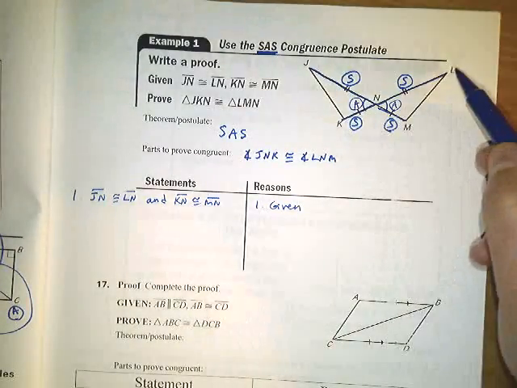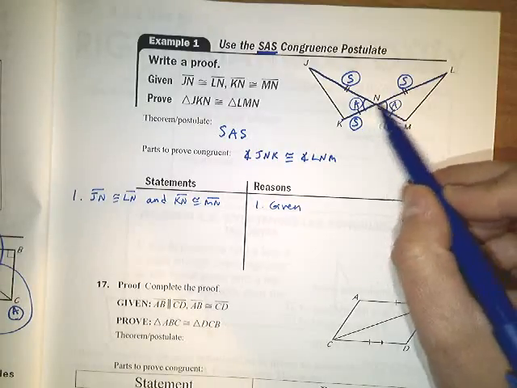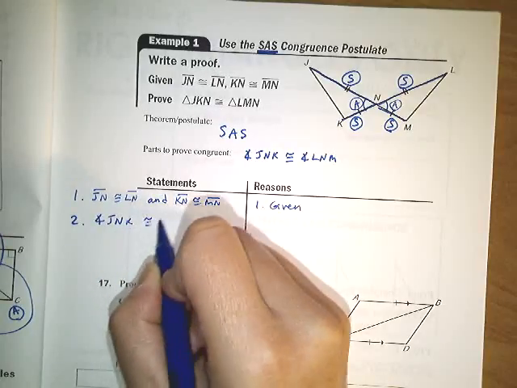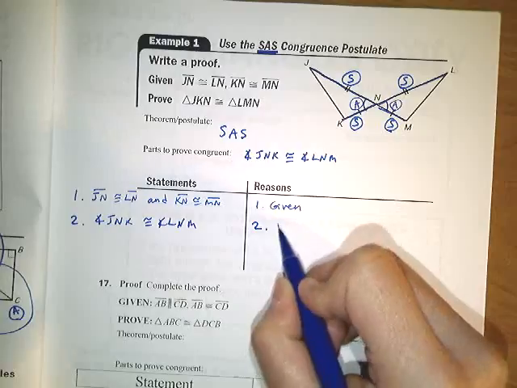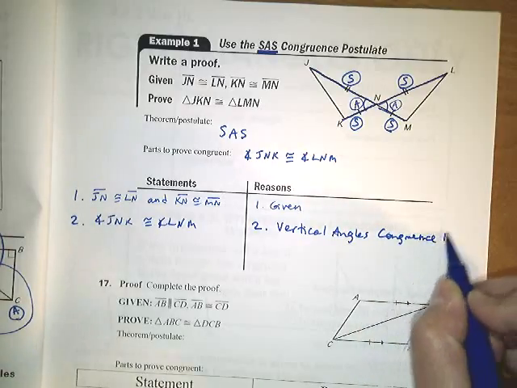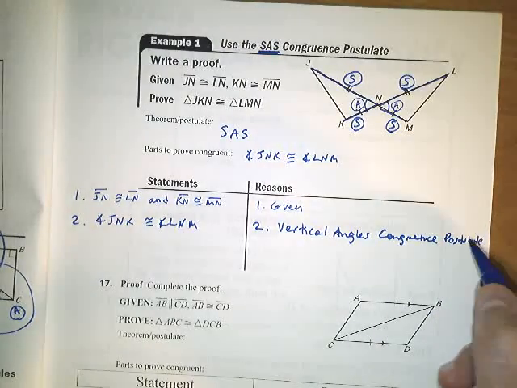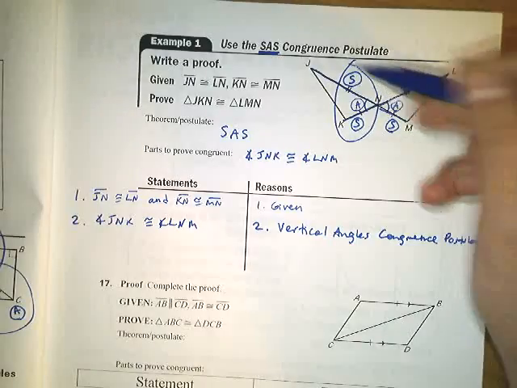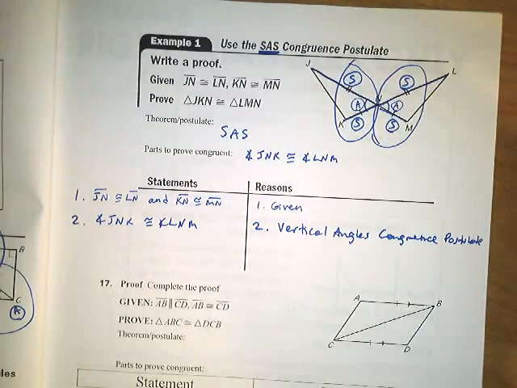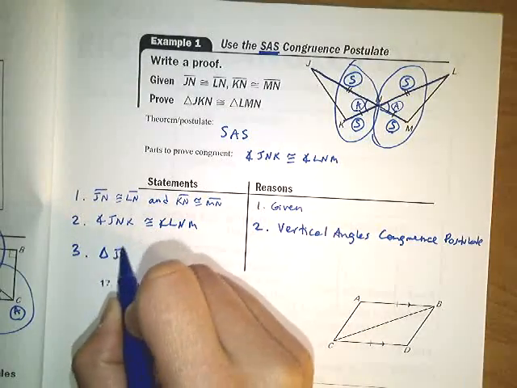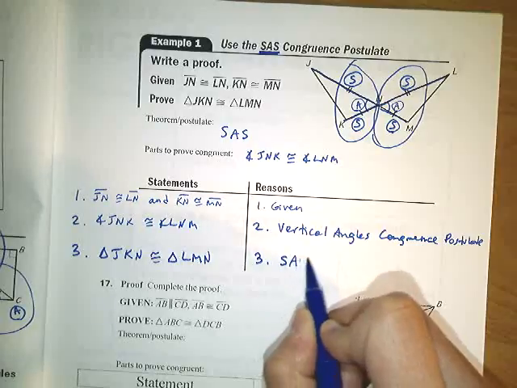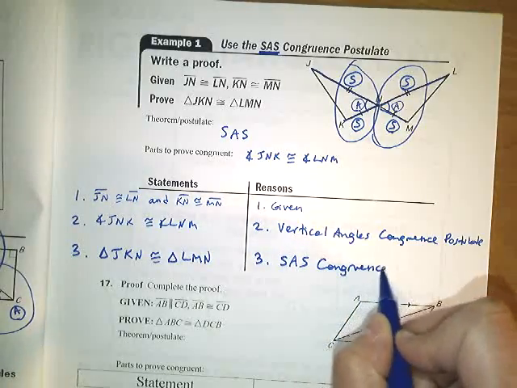So since these two lines intersect at that point N, and those two angles exist on exact opposite corners in that intersection, then we can state that angle JNK is congruent to angle LNM because of the vertical angles congruence postulate. And so we have established a side angle side with the angle in the middle, congruent to side angle side corresponding on the other triangle, angle in the middle. So we can say that triangle JKN is congruent to triangle LMN by the side angle side congruence postulate.